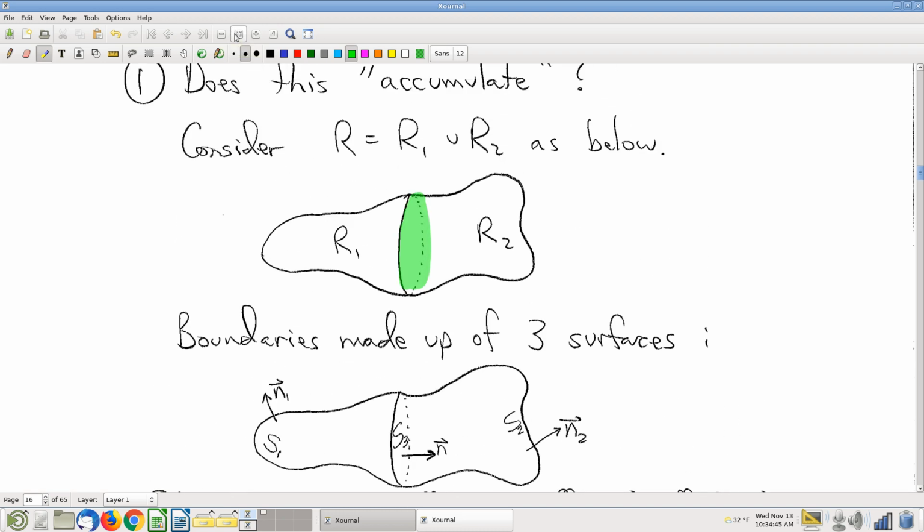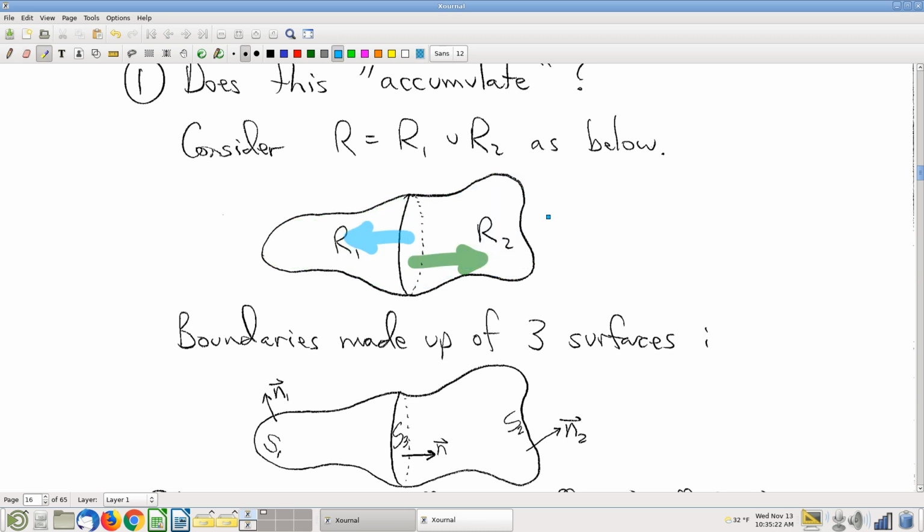Thought of as part of the, let me make a better color choice, thought of as part of the boundary of R1, right? The orientation we take is, well, outward. That's our convention, always outward. Okay. But now thought of as part of the boundary of R2, we have this solid region, that same exact face, in the way that it is part of the boundary of R2, well, outward from R2 is like that.